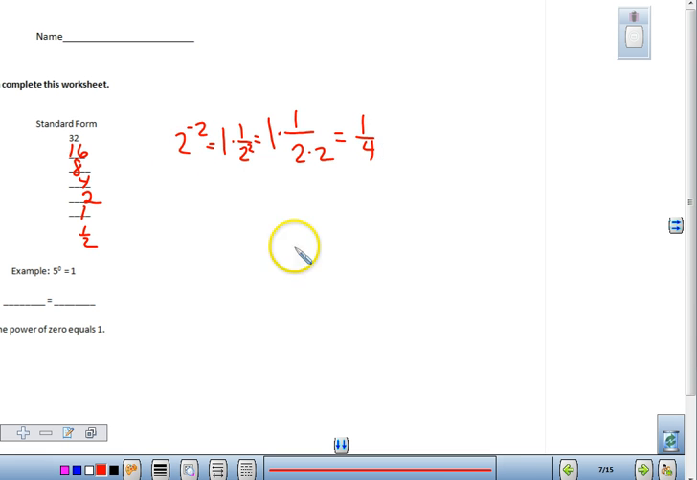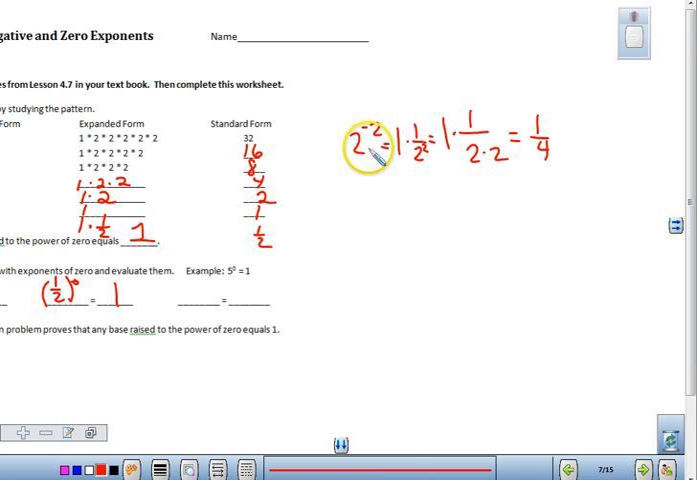Now, a lot of people will just, if they put that in their calculator, they're going to get 0.25. I want you to make sure you can show me the rule. And the rule is if I have 2 to the negative 3, that's going to be 1 times 1 over 2 to the 3rd. 2 to the 3rd we noticed was 8. This is its reciprocal, 1/8.